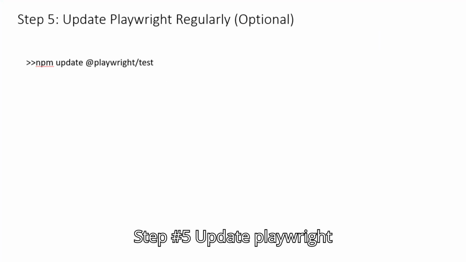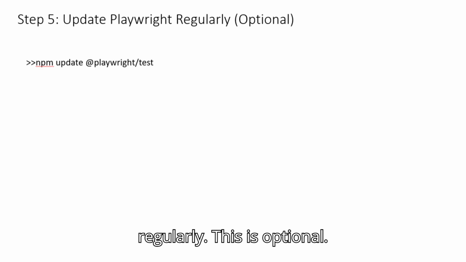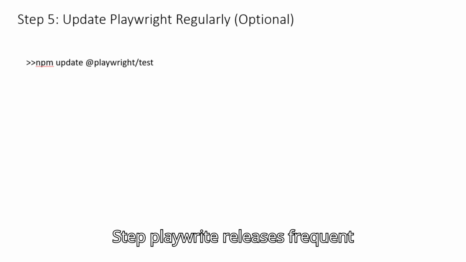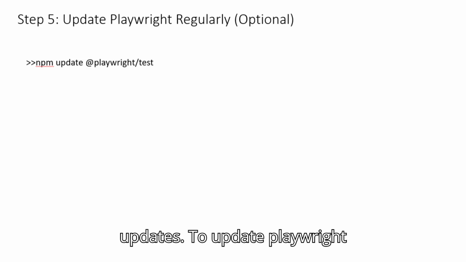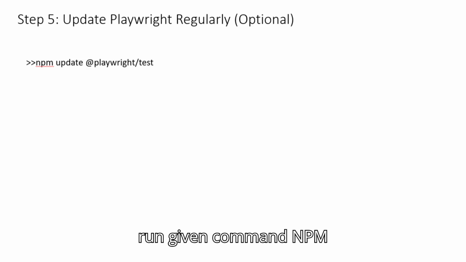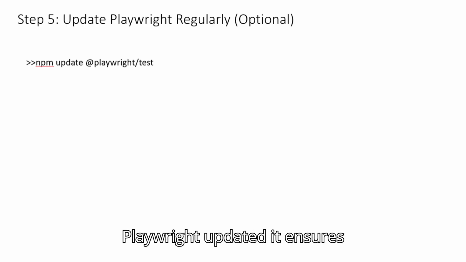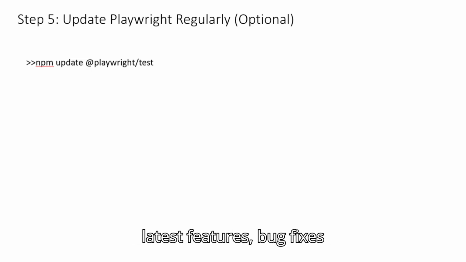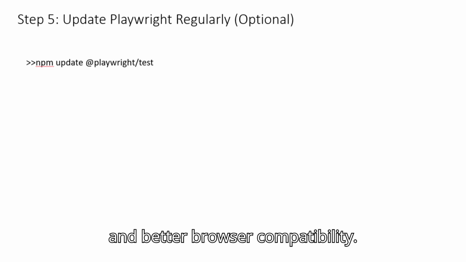Step number 5, update Playwright regularly. This is an optional step. Playwright releases frequent updates. To update Playwright, run the given command: npm update @playwright/test. Keeping Playwright updated ensures the latest features, bug fixes, and better browser compatibility.